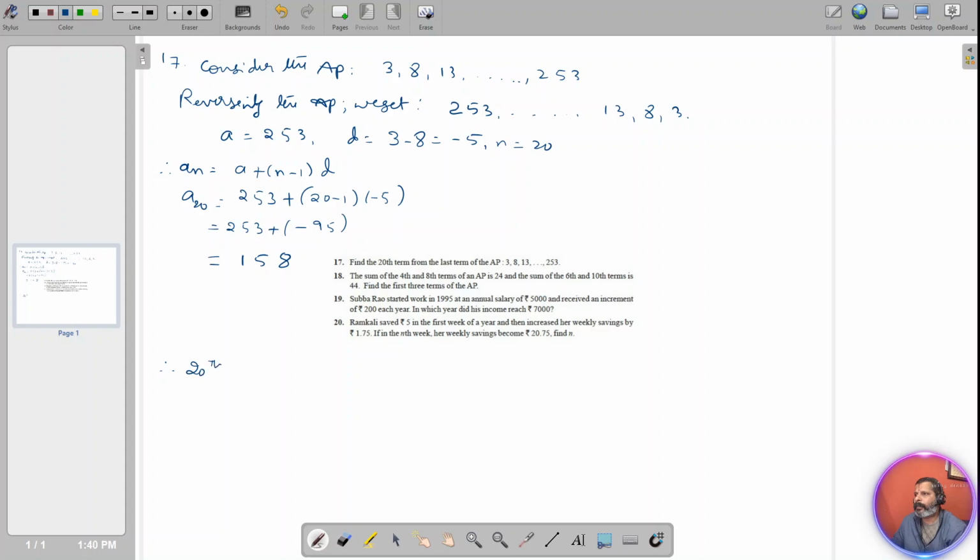Therefore, just conclude. The 20th term from the last term, or from the end of the AP, is 158. Understood? The only thing is you have to reverse the AP. You will get a quickly, but a2 you will not see. You go to the end of the reversed AP, subtract the subsequent numbers, you get the common difference. Apply that and find the required term. Okay, we'll move to the next question.